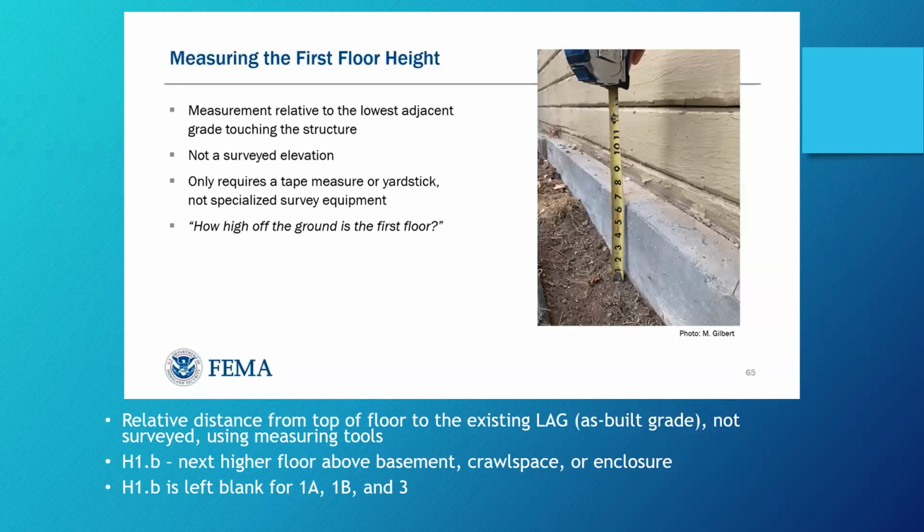And so again, we're just out here with tape measures or rulers, just regular measuring tools to measure the relative distance from the top of the floor to the existing lowest adjacent grade. The as-built grade, again, this is not survey data. It's just us out there with measuring tools. So H1B, next higher floor above the basement, crawl space, or enclosure, and then H1B is left blank for diagrams 1A, 1B, and 3. And again, those are the slabs on grade. So hopefully that makes sense. And we're just measuring how high off the ground is the first floor that's at or above grade.